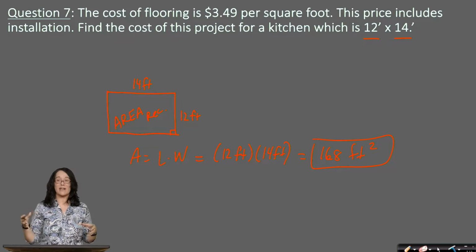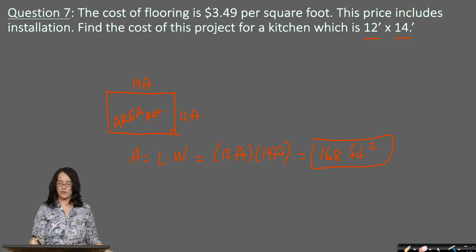Now, if you're doing a real life project like this, you're probably going to buy sometimes 10% extra, right? You don't want to get exactly that amount because you might need to make some adjustments, and sometimes you just like to have extra. So I'm just doing the problem right now based on the idea, which is not quite right, that you would buy exactly what the measurement is. So if 168 square feet is what I need, and they're charging $3.49 per square foot, then the total price would be what?